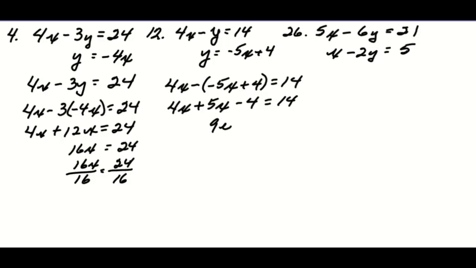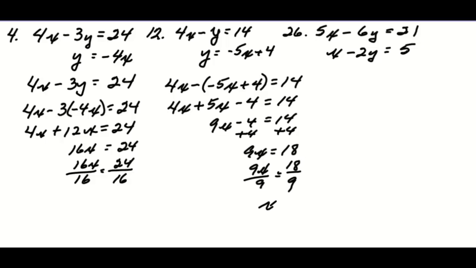Combining like terms, we get 9x minus 4 equals 14. Now we add 4 to both sides, and we get 9x equals 18. Then 9x over 9 equals 18 over 9, and x equals 2. Now we can substitute that x into either formula. This time I think I'm going to substitute it into the first one.